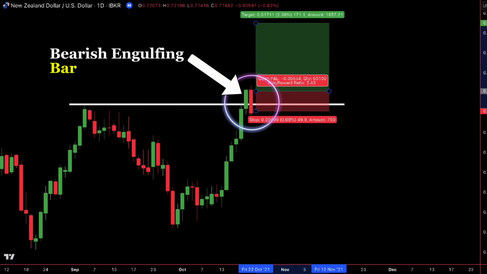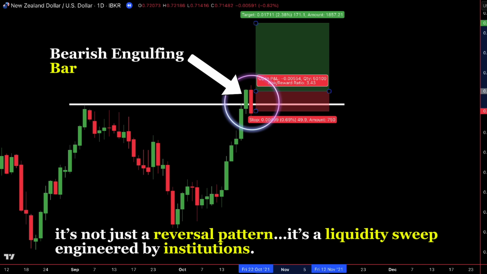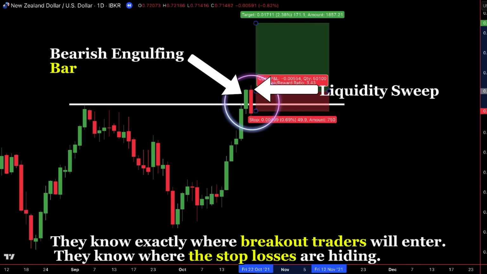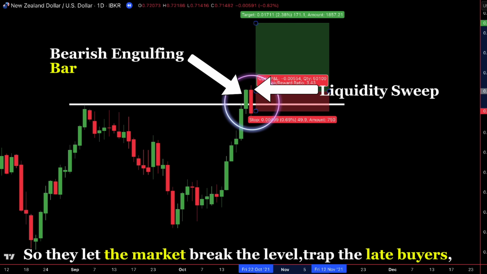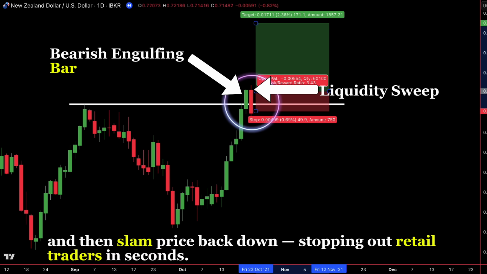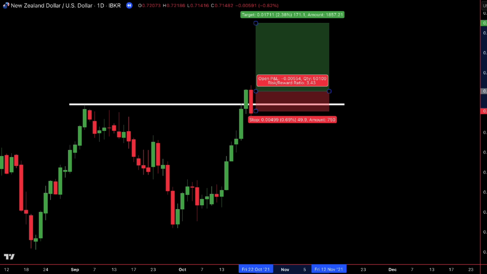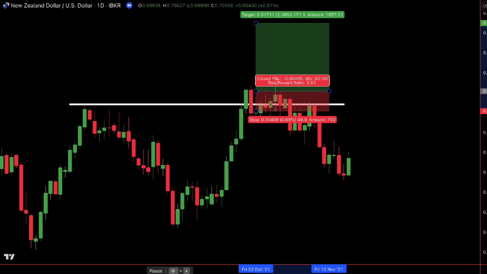This is your bearish engulfing bar, and it's not just a reversal pattern. It's a liquidity sweep engineered by institutions. They know exactly where breakout traders will enter. They know where the stop losses are hiding. So they let the market break the level, trap the late buyers, and then slam price back down, stopping out retail traders in seconds. From there, the market reverses hard in the opposite direction, leaving retail traders on the wrong side, and smart money riding the move they planned all along.